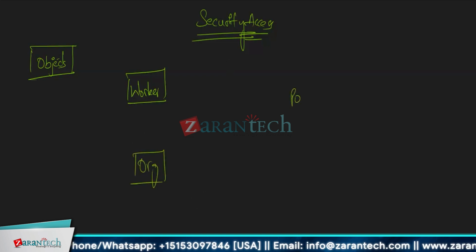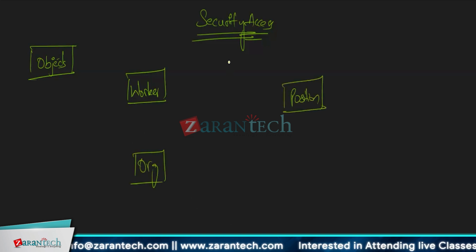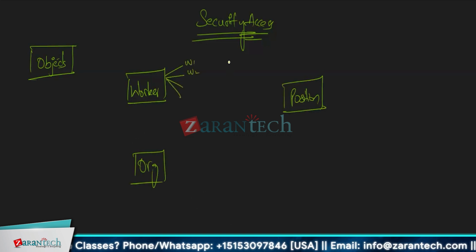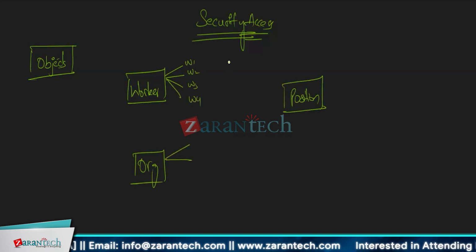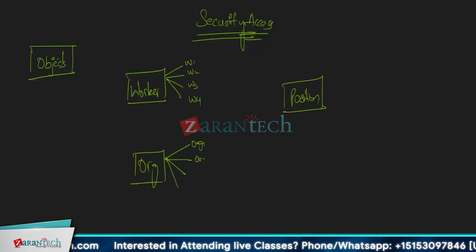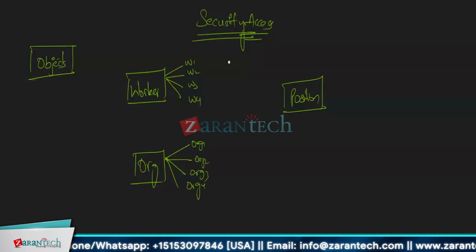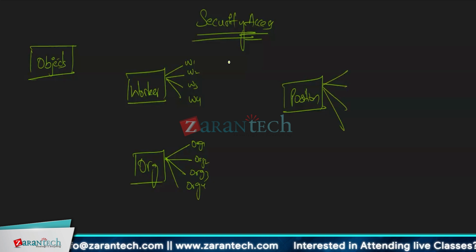Position is an object. Like this, everything in Workday is an object. So in worker, you have a lot of related instances like this. This will be worker 1, worker 2, worker 3, worker 4. Organizations, you will have multiple organizations like org 1, org 2, org 3, org 4. Similarly, for positions, you have multiple positions. Now this worker, I'll just put position as well like this.